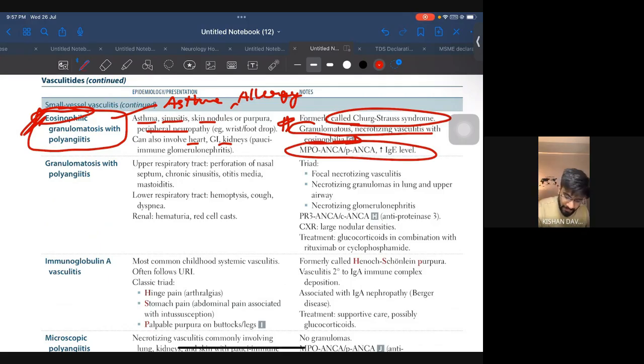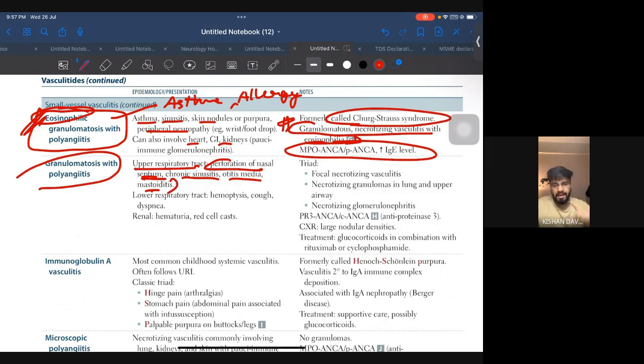Coming to granulomatosis with polyangiitis, upper respiratory tract, perforation of nasal septum, chronic sinusitis, otitis media, and mastoiditis. Now, what is the problem over here? Eosinophilic में there will be allergy. Nasal involvement दोनों में. There is nasal involvement in both of them. But there is kind of asthma allergy in the eosinophilic वाला Churg-Strauss में. But in granulomatosis with polyangiitis, asthma allergy नहीं होगा. There will be actual nose problem, nasal bone problem और sinusitis, septum problem. Okay. बाकी सब तो common होगा सब में.